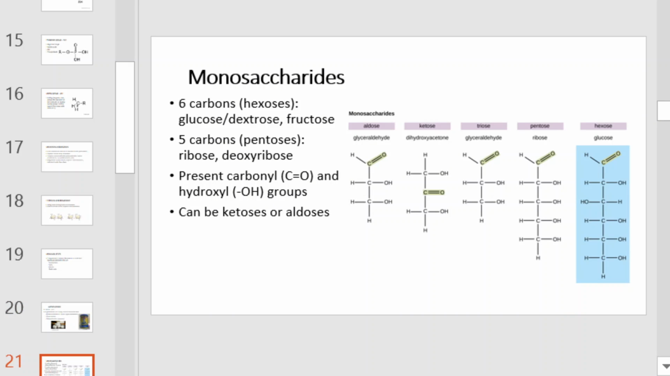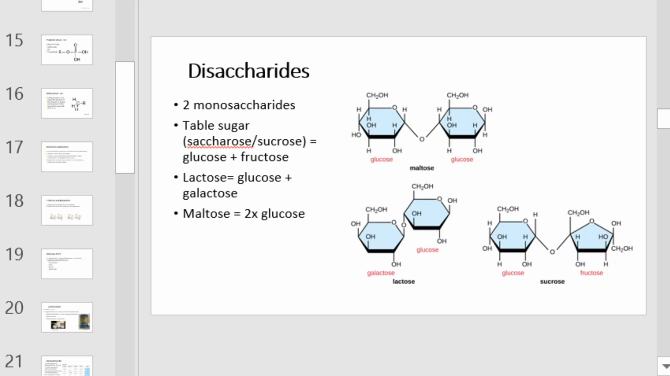Here we have monosaccharides. Monosaccharides tend to be made of 5 to 6 carbon structures. The 6 carbon structures are referred to as hexoses and can be found in glucose, dextrose, and fructose. The 5 carbon pentoses are common in ribose and deoxyribose. Monosaccharides present carbonyl, or C double bonded O, groups and hydroxyl groups and can be ketoses or aldoses.